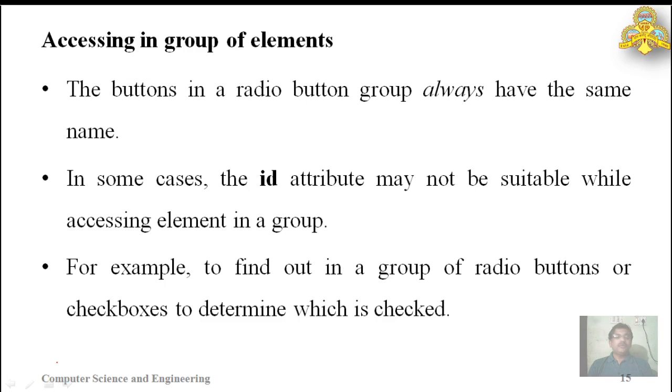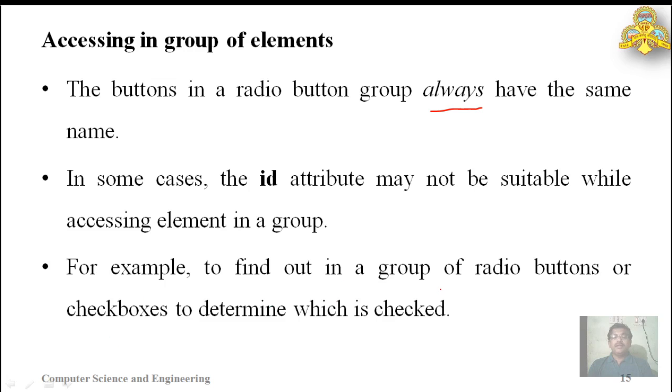Here is one more reason why we have to use name even though it is not recommended in XHTML. Buttons in a radio button group always have the same name. In some cases, the id attribute may not be suitable while accessing elements in a group. You may think why it is like that. In a group of radio buttons, let's assume there are 10 radio buttons and we can select only one of them during web page rendering. All those 10 individual buttons may have unique id attributes but they can share the same name. And the situation is such that I want to check which one is checked, that means which checkbox or radio button is checked in a particular group.